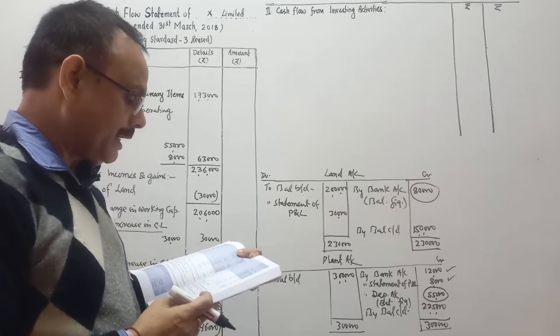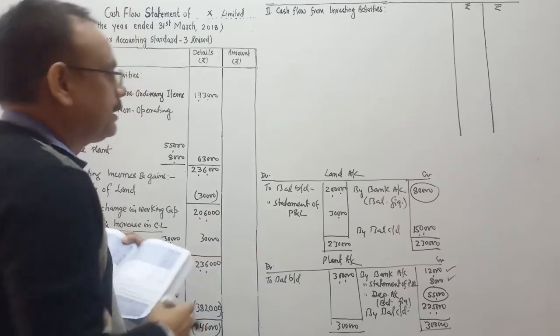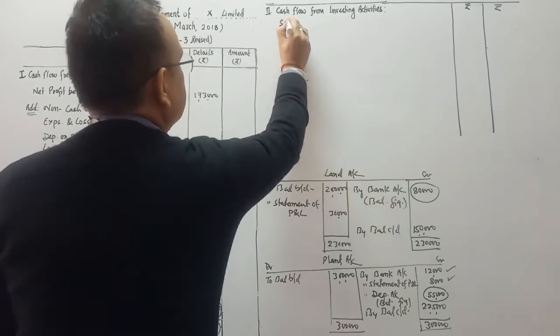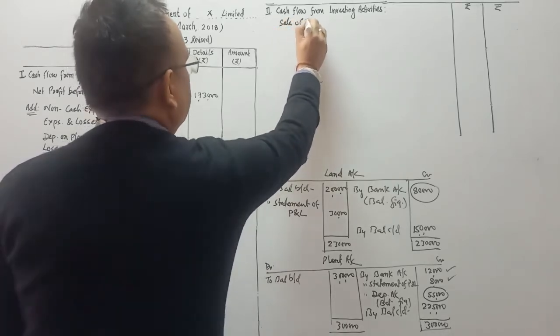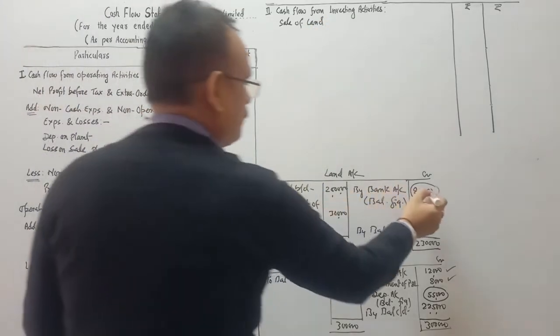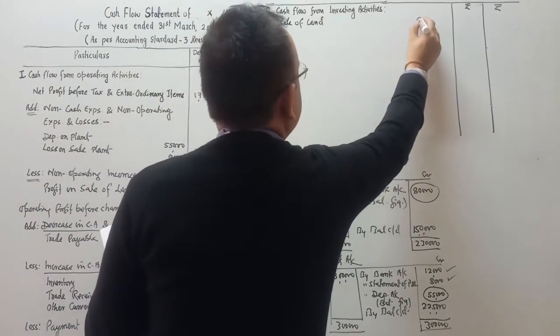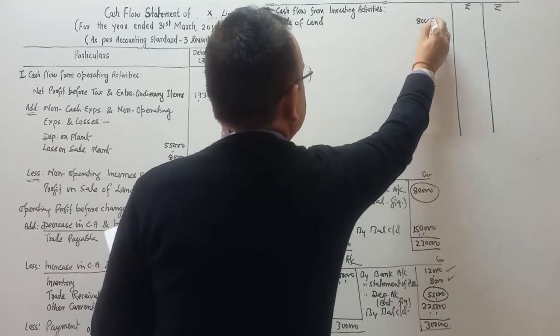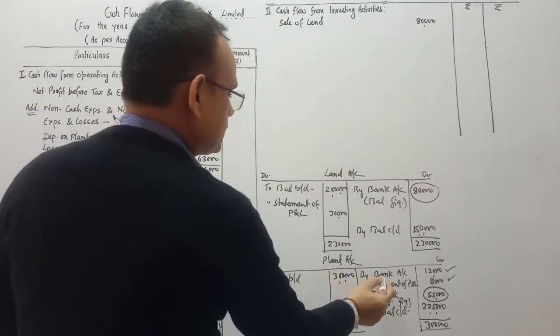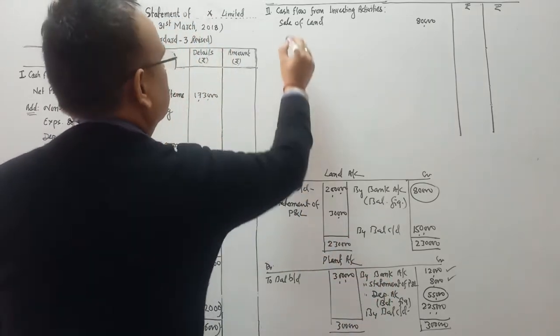So note number 3, land and plant is given. Here you see sale of plant, sale of land is given. Sale of land we have already calculated in the working note. Sale of land is 80,000. This is inflow.